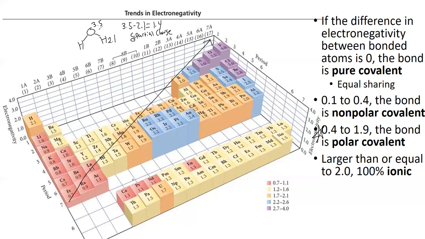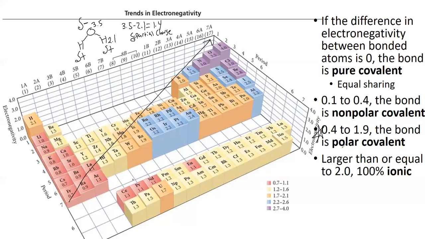And the atom with the higher electronegative value, we're going to say that it has a partial negative charge. So oxygen shares the electrons more, they get more of the electrons than hydrogen, so they have a somewhat negative charge. Well, poor hydrogen does not get as many electrons as oxygen, so we say that it has a partial positive charge. So that's a polar bond.